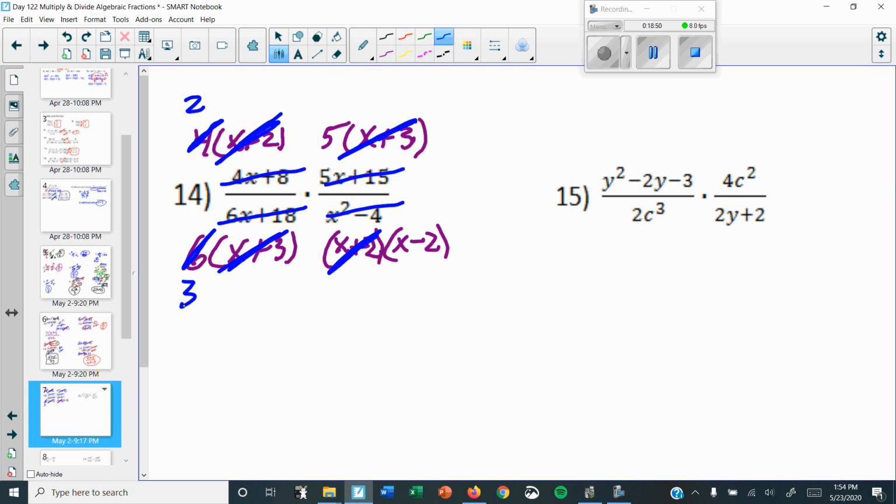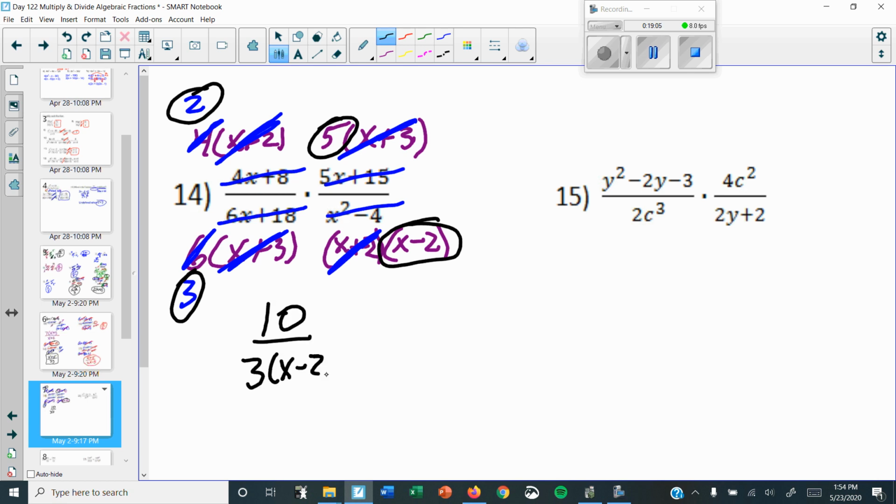Is there anything else left? So again, be careful and make sure you get everything. There's still a 2. There's still a 5. There's still a 3. There's still an x minus 2. So 2 times 5 is 10. 3 times x minus 2 is 3 times x minus 2. 15. Double bubble.